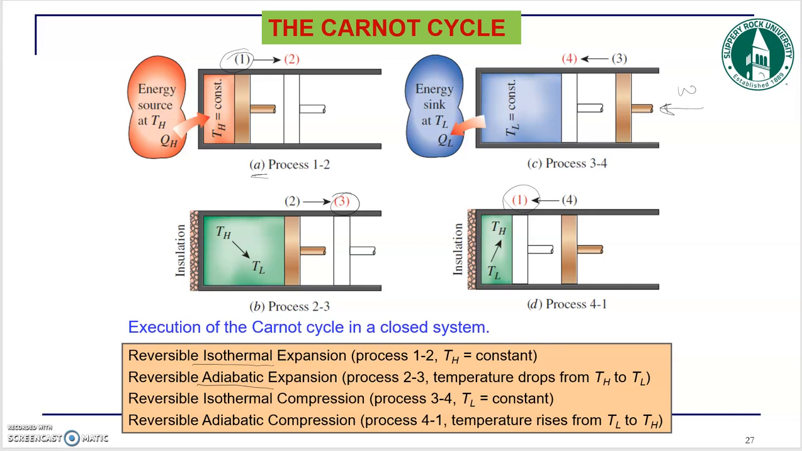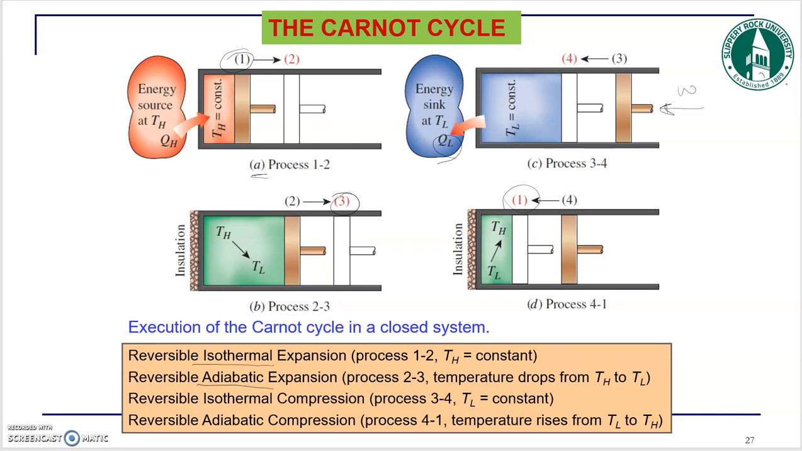Okay, so you push this piston, and your gas is in contact with a low temperature sink. Since your gas is being pushed, and your temperature was at TL at state 3 because it's expanded, the temperature of the gas tends to increase. However, because it's in contact with a low energy sink, the temperature stays constant. That's process 3 to 4.